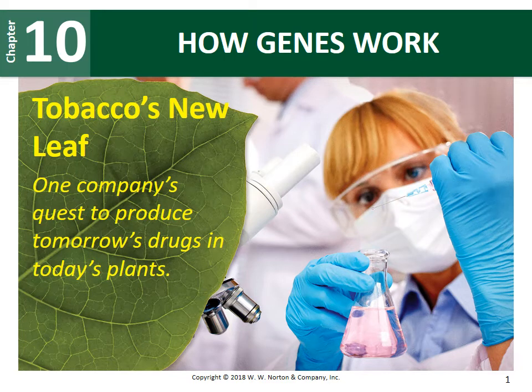Chapter 10 is looking at how genes work, and we're going to be looking at the story from the textbook about tobacco and how we're using tobacco to create or increase the amount of flu vaccines that we have available, and growing these tobacco plants that create the proteins for the necessary vaccines. It will increase the amount of vaccines that we can produce, and it will also increase how fast we can produce these vaccines.